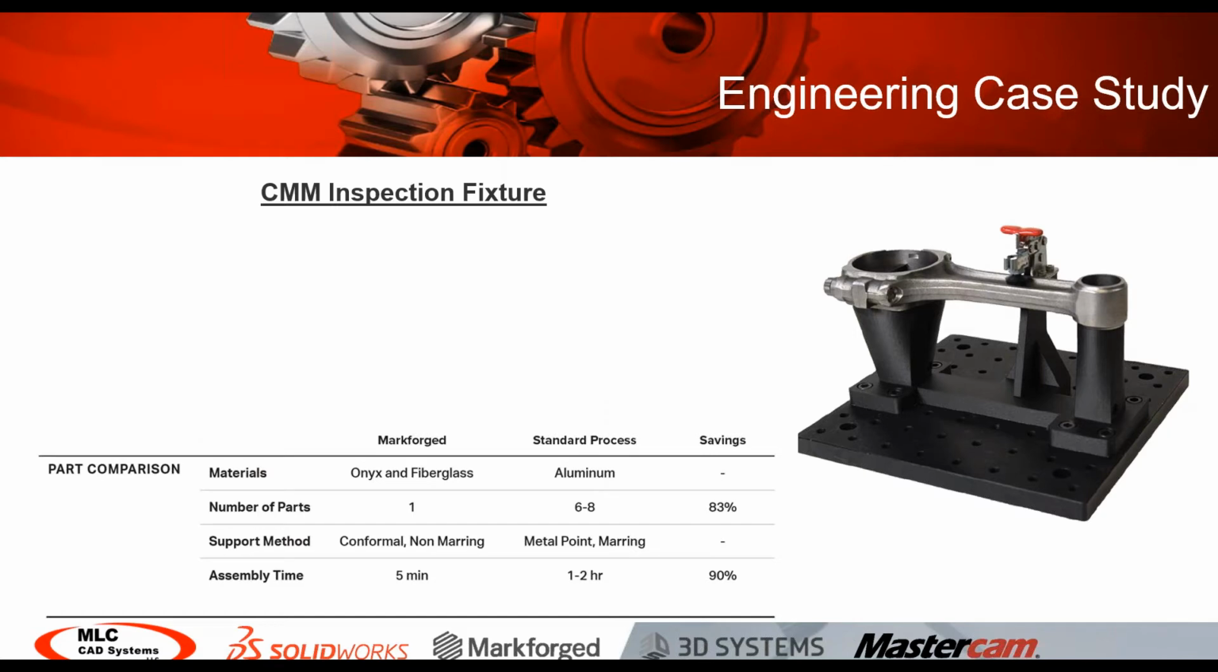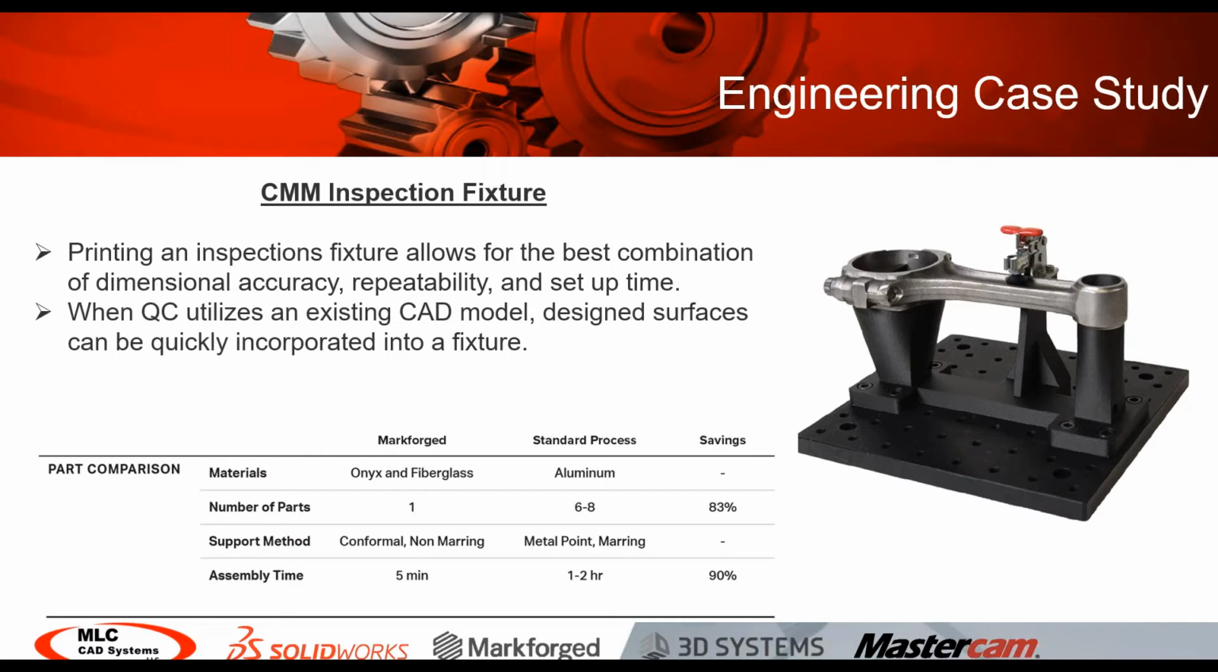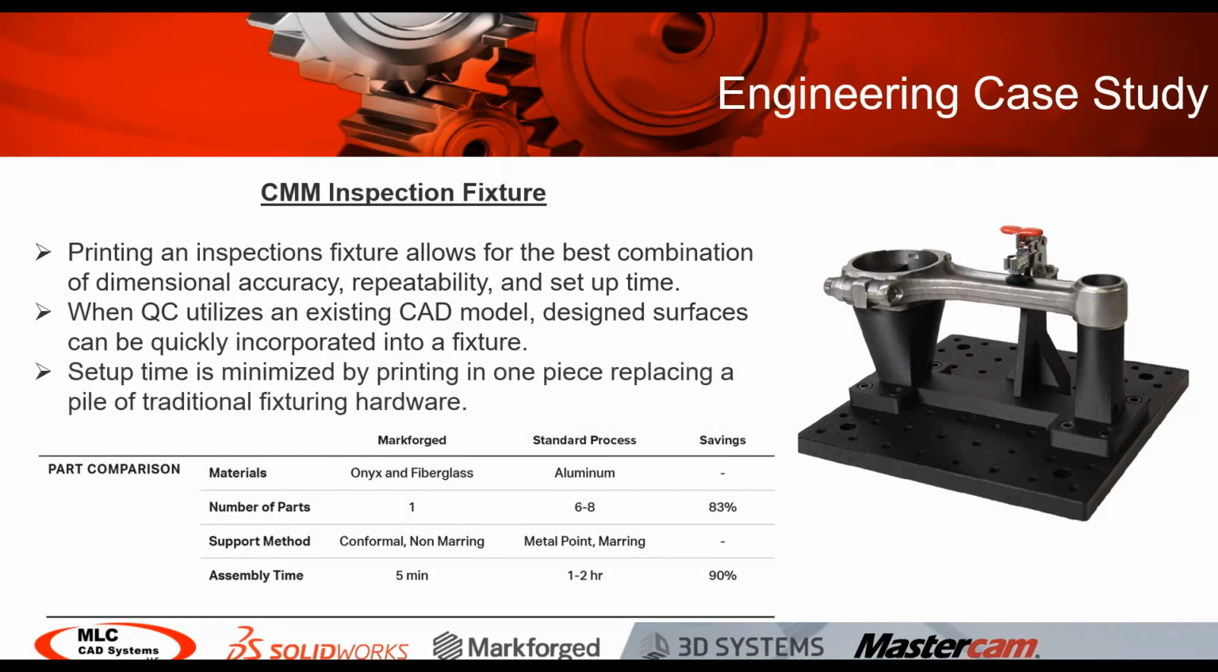In many facilities, they employ coordinate measurement machines, CMM, inspection fixtures, to measure specific locations on a component, while the part is typically held in place by a modular system of posts, clamps, and stops. So that's multiple pieces for that particular fixture. A Markforged printed fixture offers a significant improvement over these standard kits. Setup time is minimized as the entire fixture can be printed in one piece, replacing a pile of traditional fixturing hardware. Useful for any facility with CMM or optical scanning quality checks, a Markforged printer can greatly increase the reliability of the quality control center.